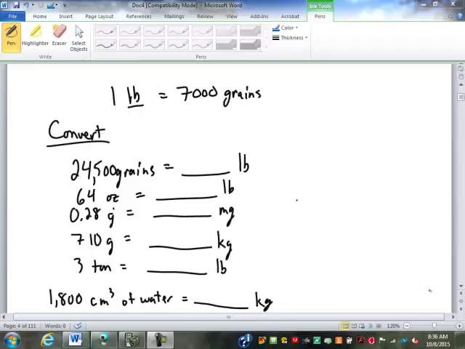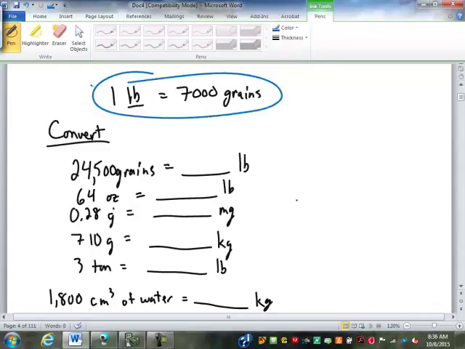Okay, so the first one I gave you here is just a test to see how well you do with conversions. I gave you that 1 pound is 7,000 grains. Can we convert 24,500 grains into pounds? And I'm going to go through the formal conversion here.